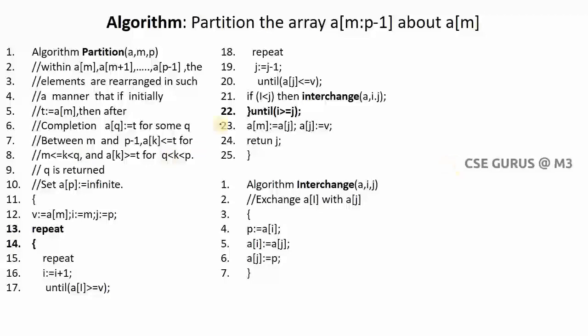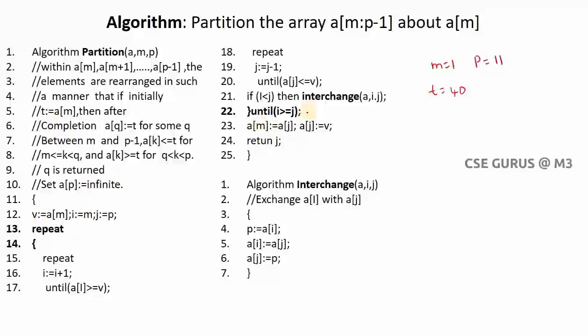Here we can see m value and p value. As per our example, initially the m value is 1 and the p value is 11. Of course, this is the theory part, and now I am starting here. Here t equals A of m, meaning t is nothing but the pivot element. What is t equals A of 1? In our example the value is 40.